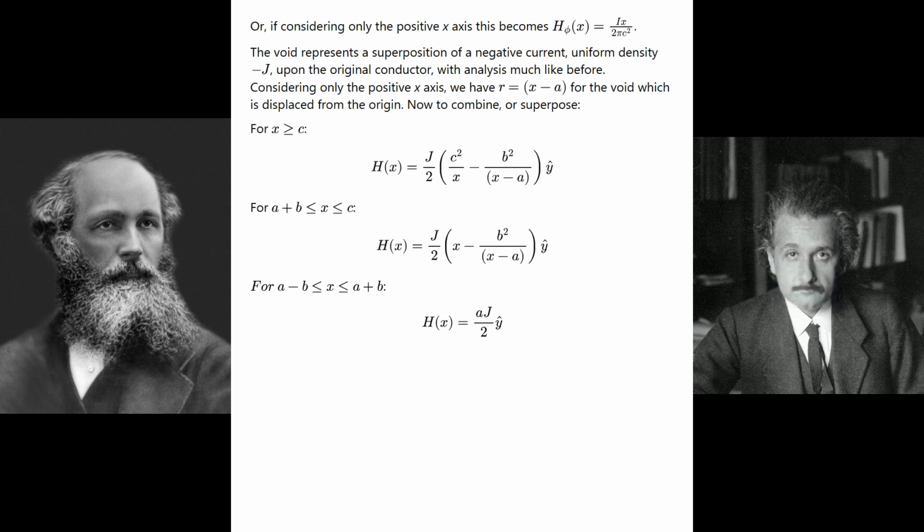The void represents a superposition of a negative current, uniform density negative J, upon the original conductor, with analysis much like before. Considering only the positive x-axis, we have r equals x minus a for the void, which is displaced from the origin.